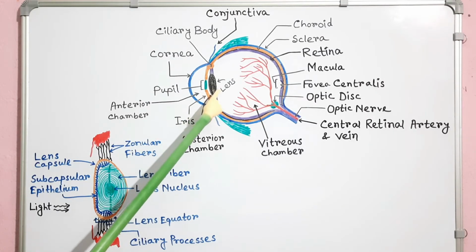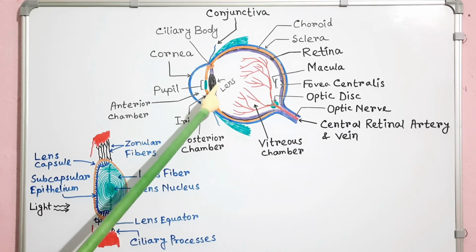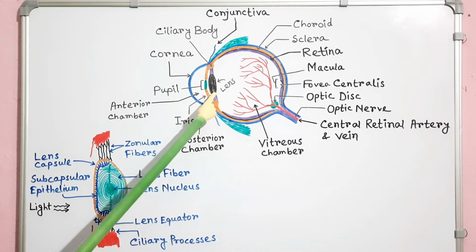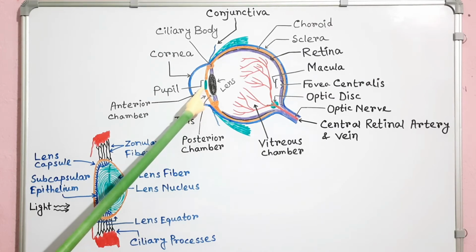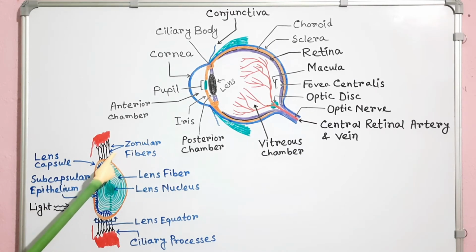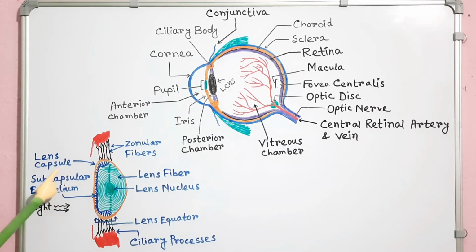Now I will discuss the lens. This is the lens. It is a transparent, avascular, biconvex, disc-like structure. It is located behind the pupil. Here I have drawn a macro image of lens. You see, it is suspended between the edges of the ciliary body by the zonular fibers. The lens has three principal components: the lens capsule, the subcapsular epithelium, and the lens fibers.